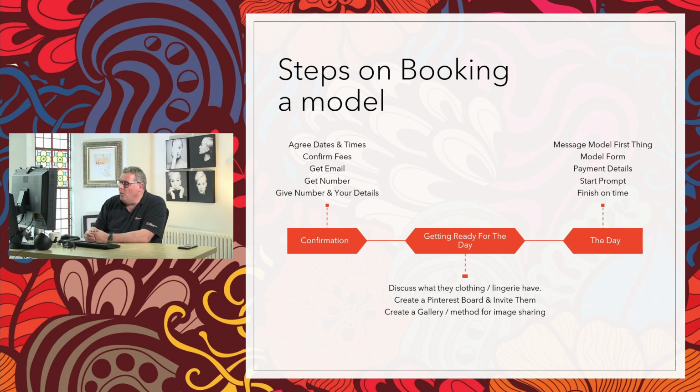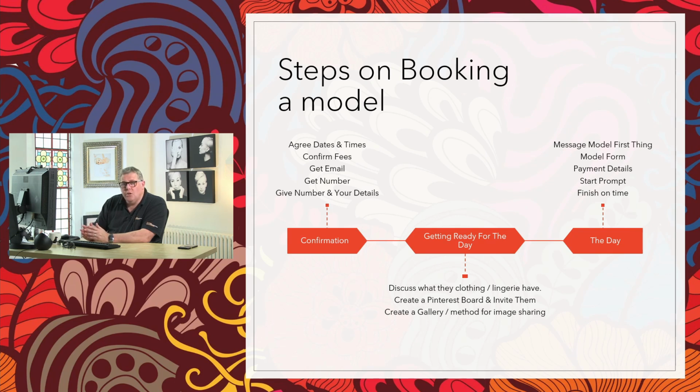And again, what we want to be doing is getting in touch with them as a reminder a week before, both by email and by text. But then we also want to be reminding them on the day, which we'll get to in a minute. When we're leading up to the shoot, we're usually booking our models about 6 weeks ahead as a rule, if not more. But we're discussing what clothing they already have, what lingerie they have.